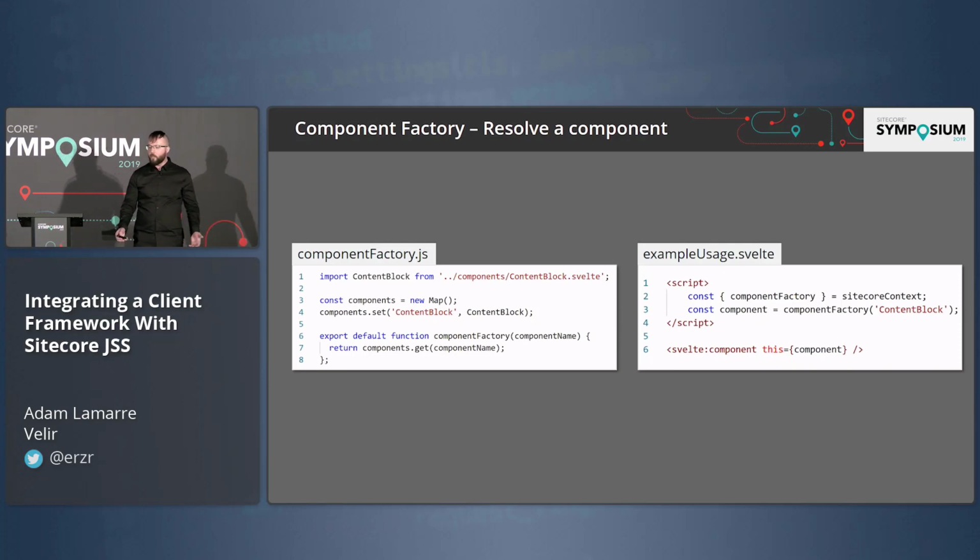Just real quick, this is how you'd resolve a single component from the component library. You'd first extract the component factory from the Sitecore context, and then you can just call it like any other function. I'm passing in the content block component, and that returns the implementation of it. I can use a built-in Svelte component called svelte component, and the this prop on it accepts an implementation, and it'll create an instance of that component and ultimately render it on the page for me.